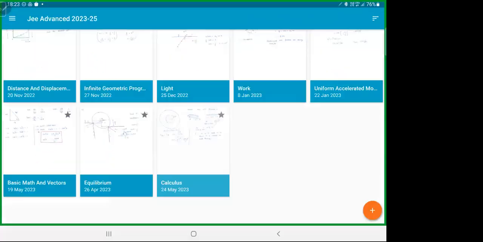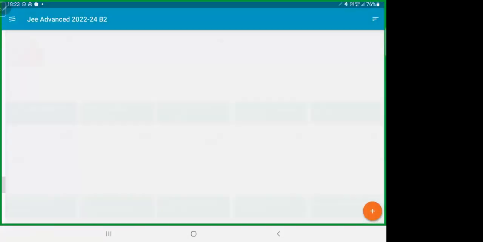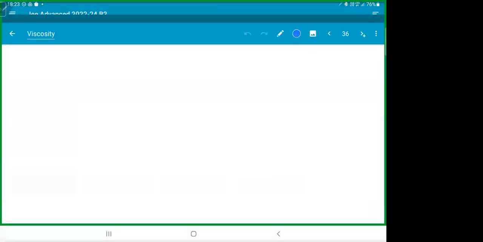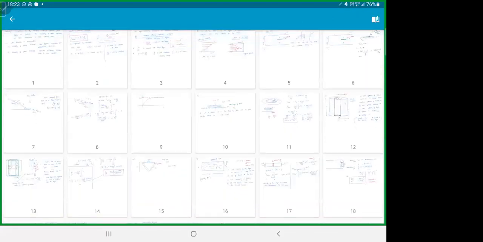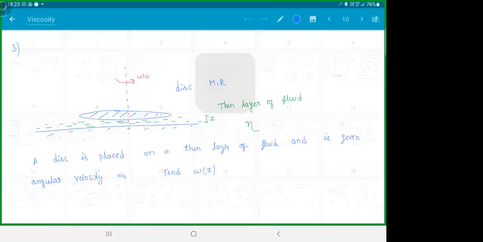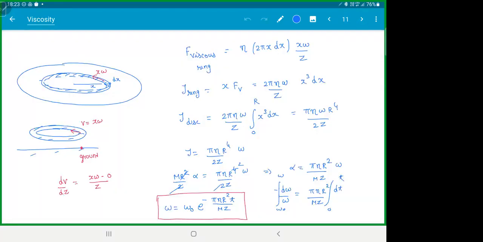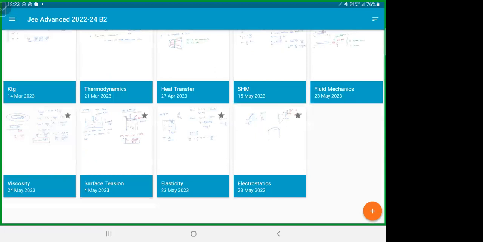I'll just show you one problem which we did recently with your seniors. It's in a chapter called viscosity, where the question was something like this. We had a disk which is rotating and it is placed on a thin layer of fluid. So the disk will rotate and stop, right? So the integration, look at the elements. This is how we choose the elements. The formula is different though. Idea was the same, but yeah. So this is how we choose elements. We encountered this in a lot of chapters.